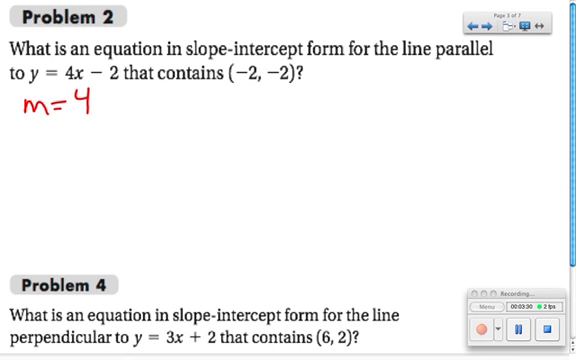Now the problem is asking us for the slope-intercept form of the equation. I know the slope, but I don't know the intercept. Anyone have a way for us to fix this problem? Perhaps you remember how to write an equation of a line with this. Yes, ma'am? You can do -2 equals 4 times -2 plus b.